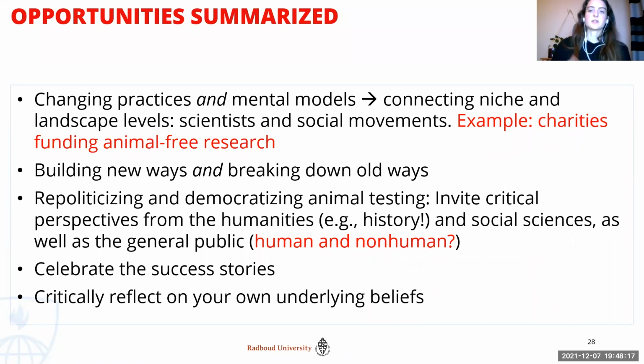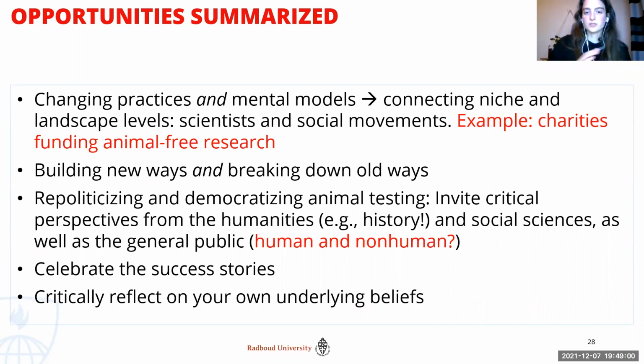Within transition studies, they often distinguish 3 levels: the niche level, the regime level, and the landscape level. The niche level is the practice level where people are developing alternative testing models, like organoids that they're trying to get mainstream. Then you have the regime level, where the regulations are and basically how it's going now, the system, you could say, the established way of doing things. And above that you have the landscape level, where the mental models and the values in society at large are, so also the social movements.